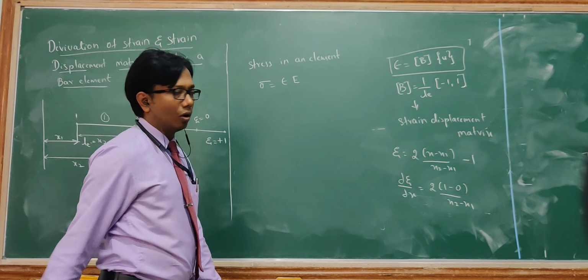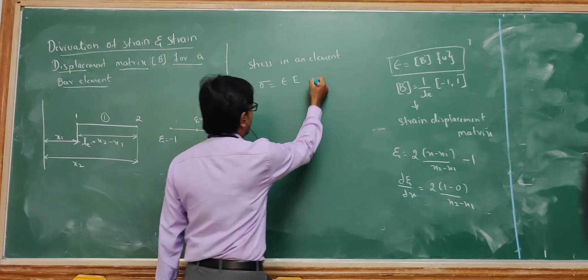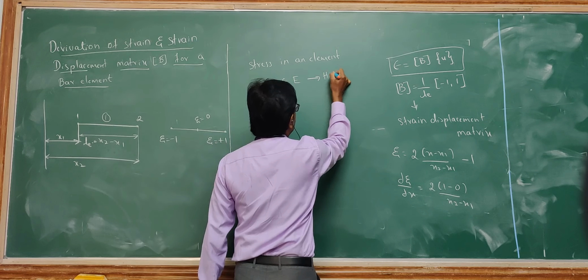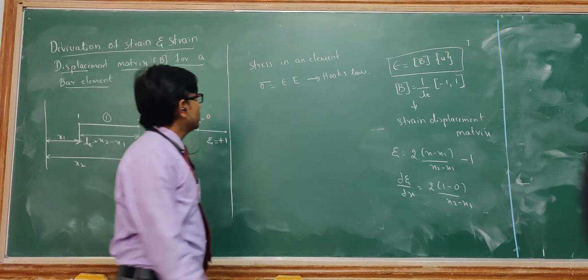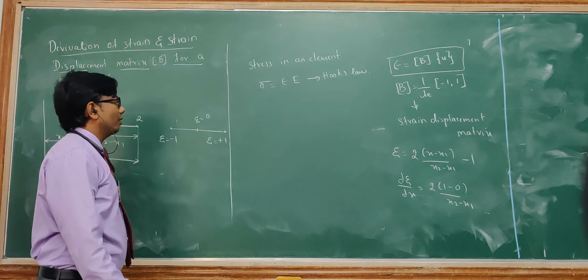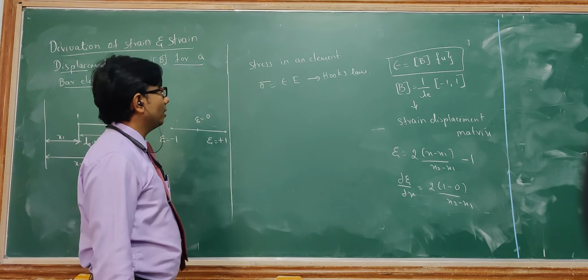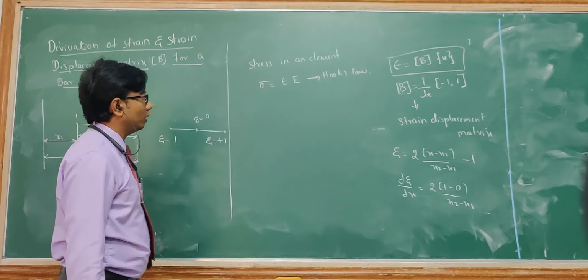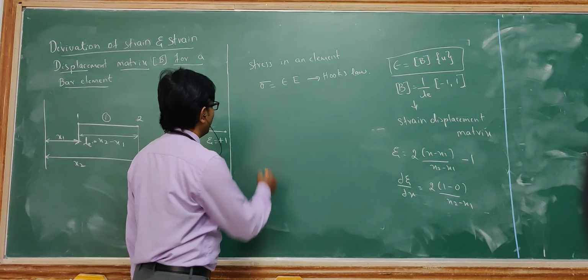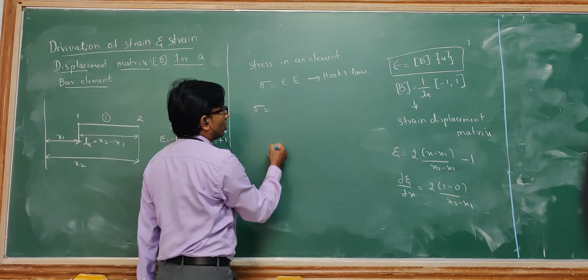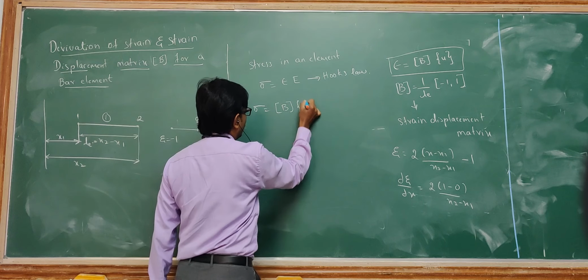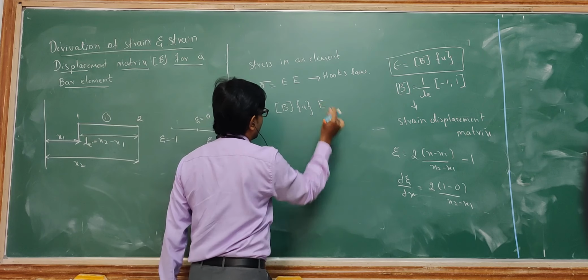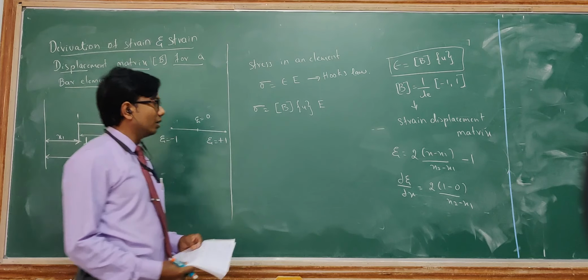This is from Hooke's law. Hooke's law says that stress is directly proportional to strain, and I want to find the stress. It will be strain into Young's modulus. So I substitute the value of strain here: sigma is equal to epsilon into E, which is B into U into E. E is a constant term here.